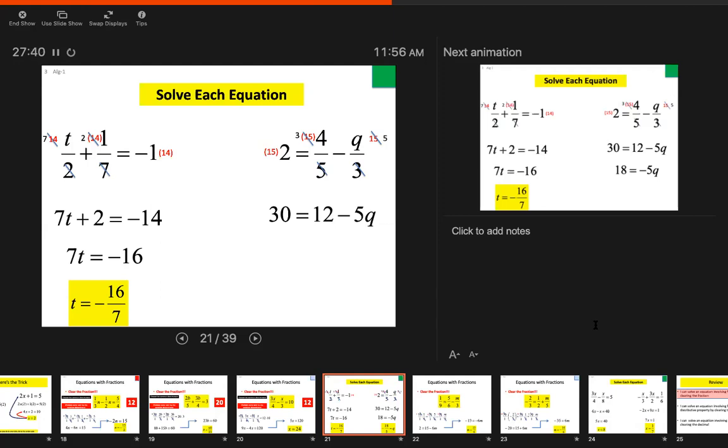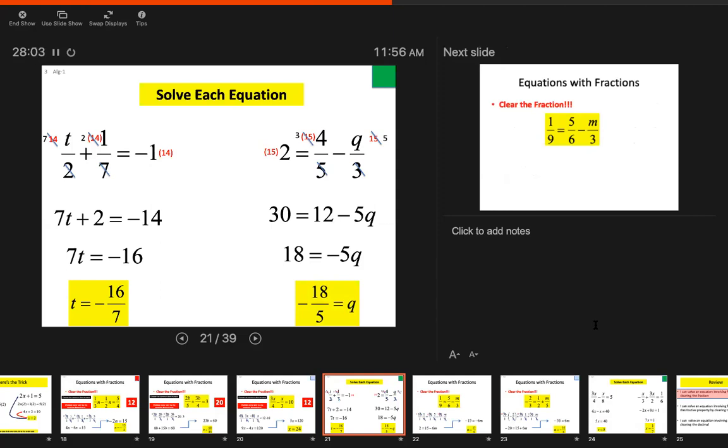Landon, do the math for me. So get rid of 12 from both sides. What would that give me? 18. Mm-hmm. And then you want to divide by 5. So the 5. Negative 5. There you go.